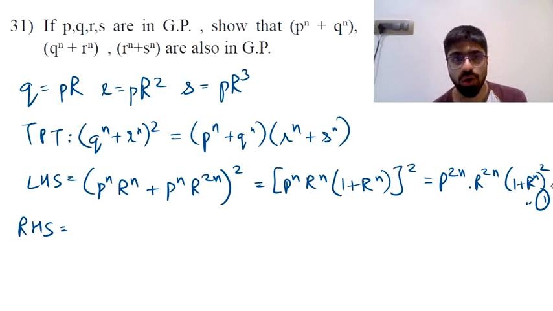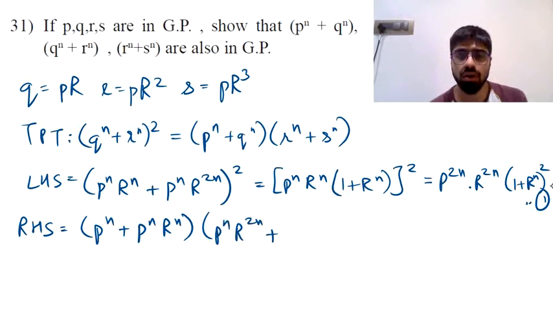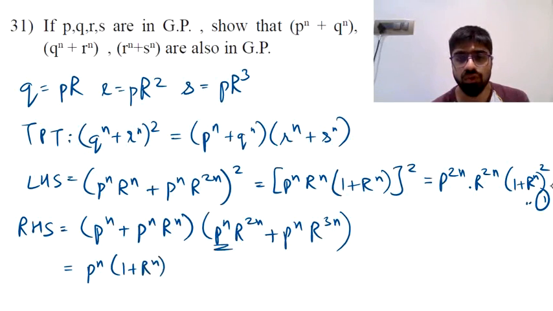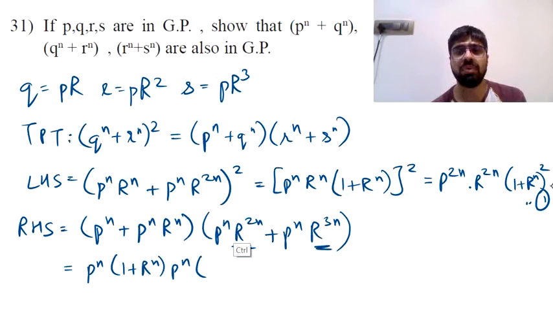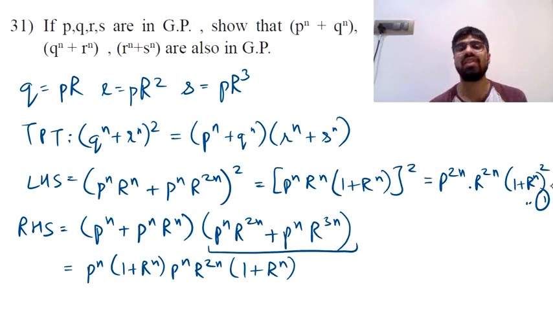And finally we evaluate the right hand side also. On the right hand side we have these two terms, so the first term being P power n plus Q power n will be P power n into R power n, because this was Q. R power n becomes P power n into R power 2n, plus S power n becomes P power n into R power 3n. You can pull out a P power n common from here, that makes it P power n into 1 plus R power n. From here also you can pull out a P power n common, and further R power 2n also common, so P power n into R power 2n, and then into 1 plus R power n left inside the bracket.